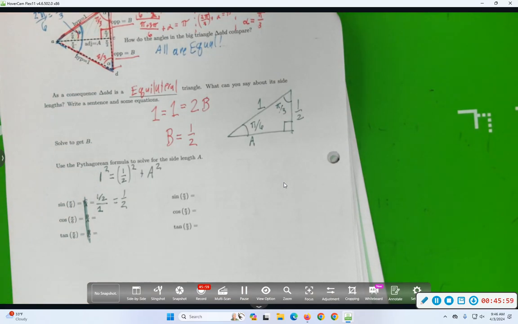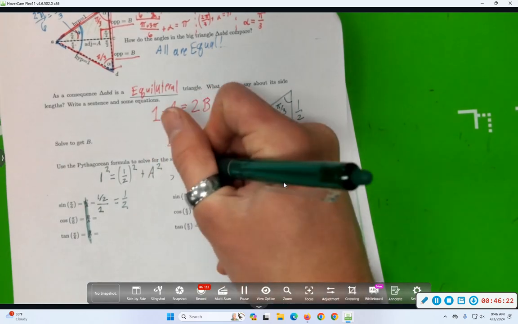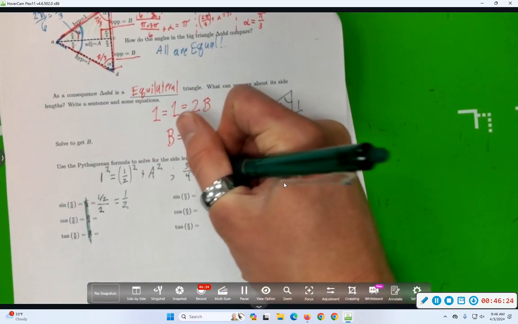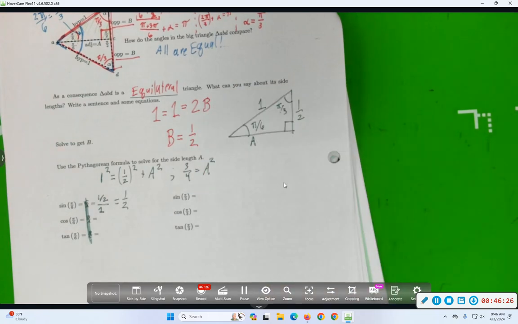I'm a little bit low on time, so let's go through the walk of solving that for A. I guess we need to simplify and subtract something to the other side. What's 1 squared? 1. What's 1/2 squared? 1/4. So I need to subtract that quarter to the other side, giving me 3/4 is equal to A squared. People happy with that step?